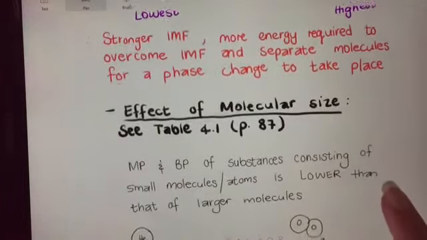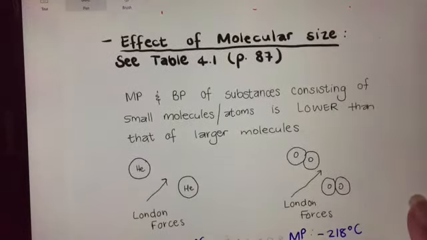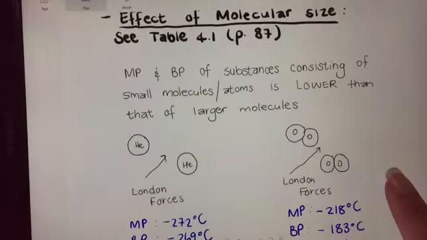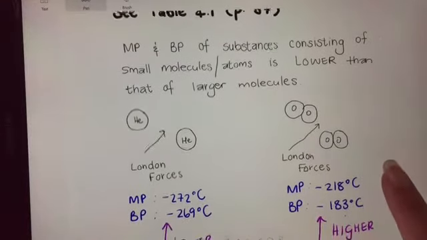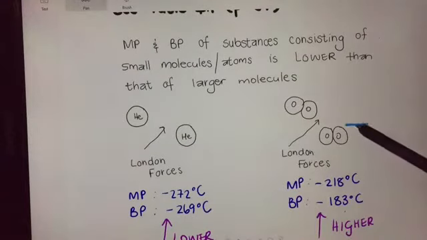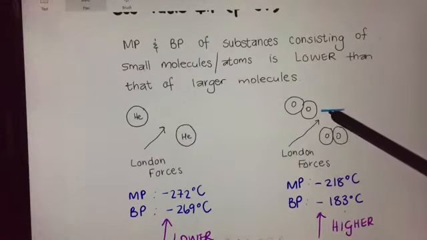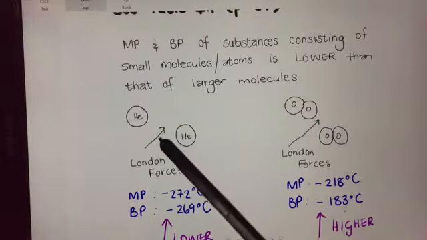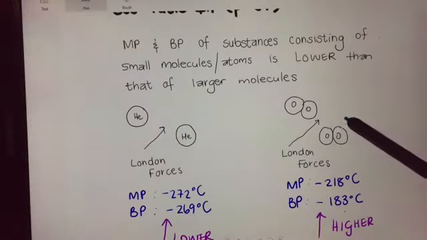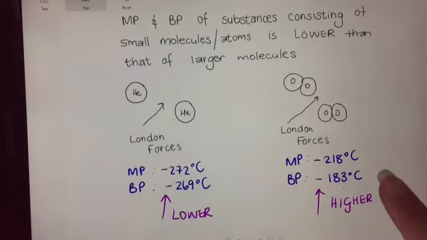Right, and then something else that we have to look at over here as well is the effect of molecular size. There is a table on page 87 of your textbook that you can go look at. So I've just taken an example from there once again. So I've got helium atoms here once again, and over here I've got oxygen molecules. Now helium atoms are nonpolar, oxygen molecules are nonpolar, so the intermolecular forces here as well as here will be London forces, and we know that they are weak intermolecular forces.